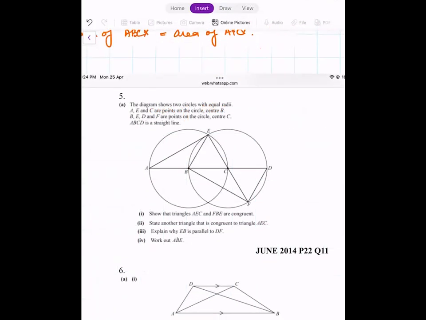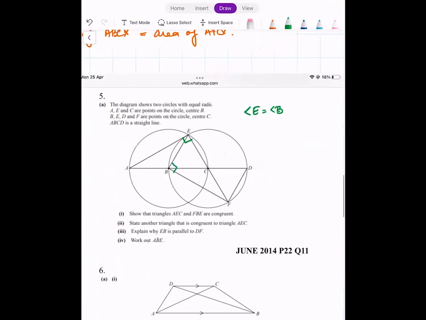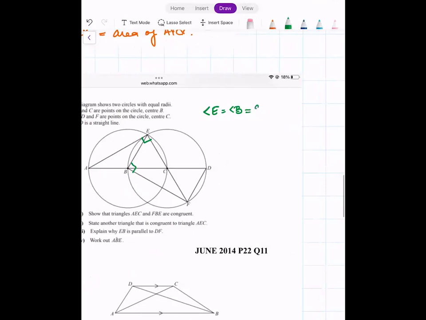This is one of the most interesting questions. AEC is congruent to FBE. Okay. Let's look at this now. Can I say that angle E is equal to angle B, 90 degrees, right angle in a semicircle?